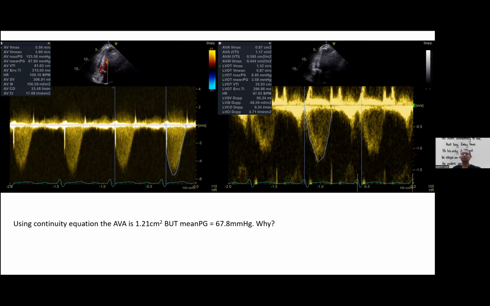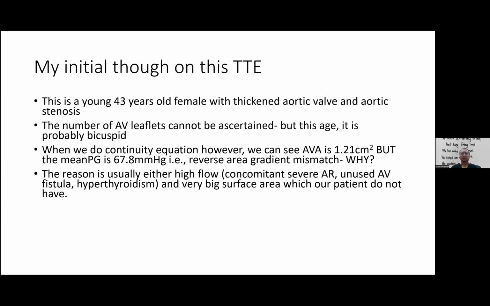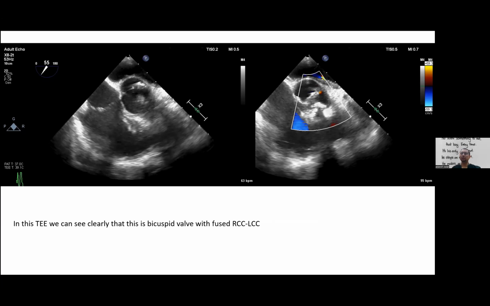When we look at the color, we see obviously the patient does not have concomitant severe aortic regurgitation. So that is not the explanation. The patient is also not hyperthyroid and the body size is normal. So why this reverse area gradient mismatch? From the transthoracic echocardiogram, we proceed to a transesophageal echocardiogram.